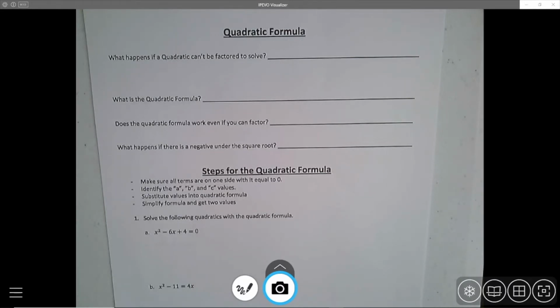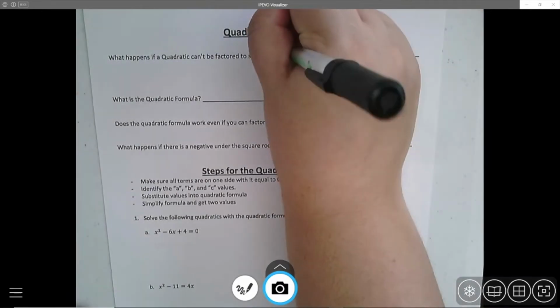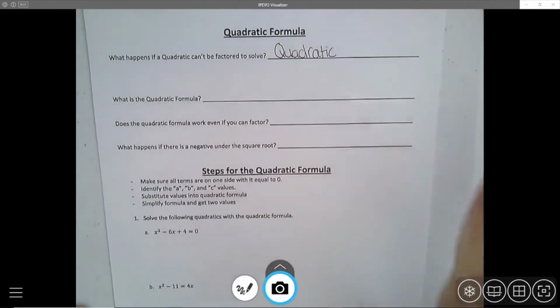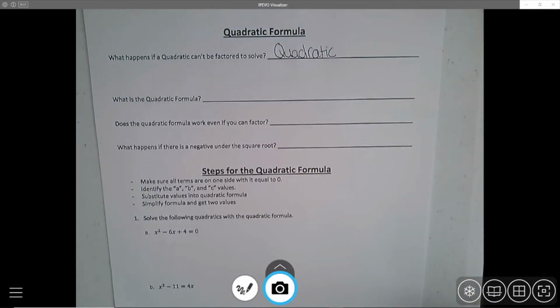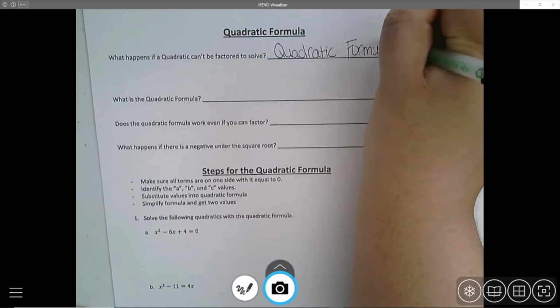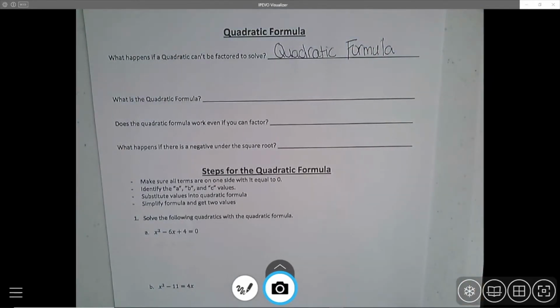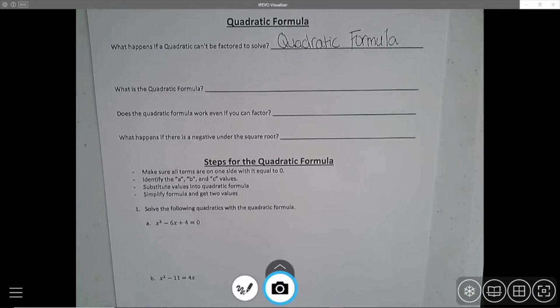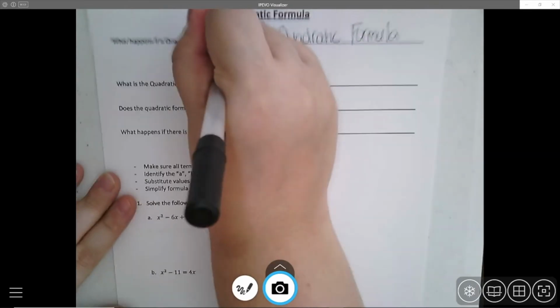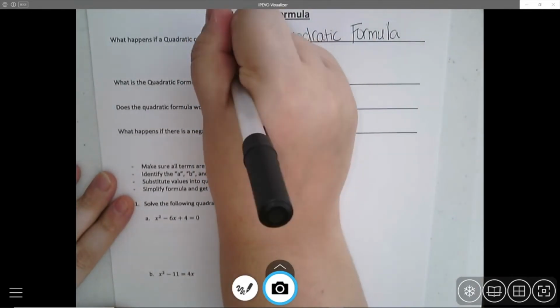So getting right into this, what happens if a quadratic can't be factored to solve? This is when you have to use the quadratic formula. So if it can't be factored to solve, you could check graphing like we talked about earlier, or you're going to go to this quadratic formula. So then, really, what is this quadratic formula? First off, let me write it out for you here.